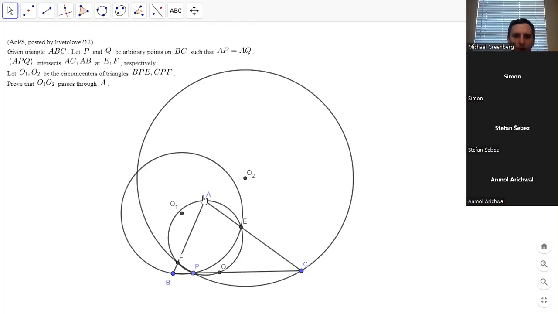So maybe we could show the distance from A to BC is a certain weighted average of the distance from O1 to BC and O2 to BC. I don't know if that's the best way, but we could draw the midpoints of PB and PC, and then the midpoint of PQ. But yeah, I'm not sure. Let me think about that for a little bit.